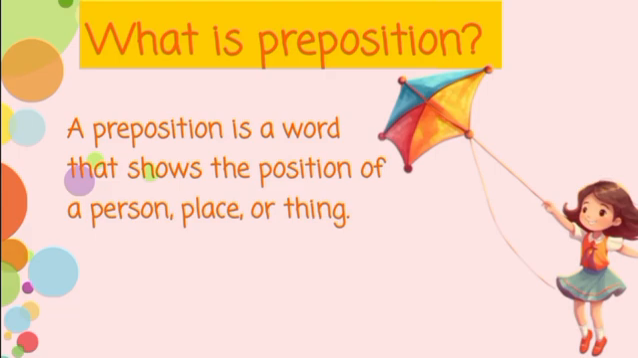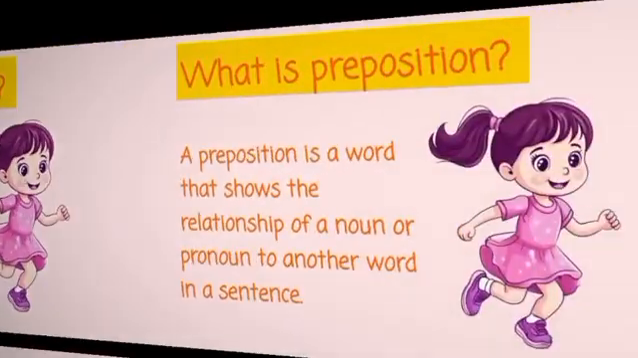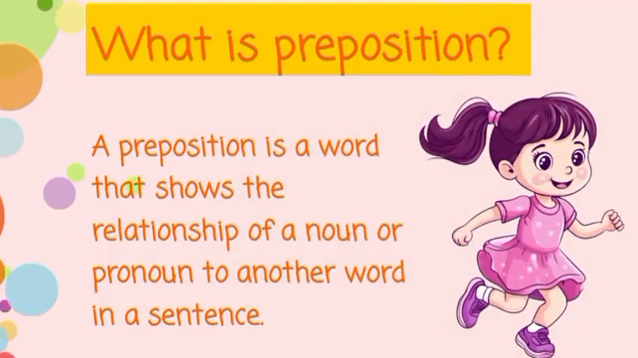First of all, what is a preposition? A preposition is a word that shows the position of a person, place, or thing. Basically, it tells us about the location of someone or something. In other words, we can say that a preposition is a word that shows the relationship of a noun or pronoun to another word in a sentence.